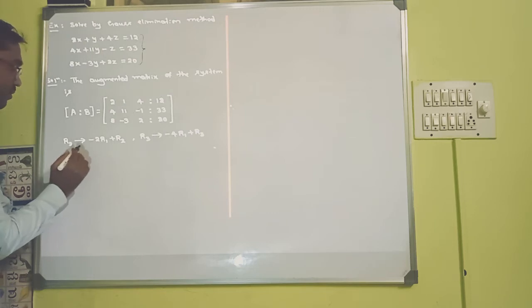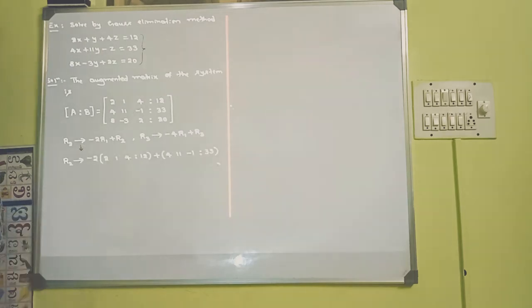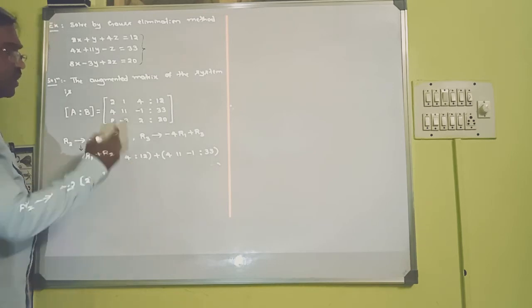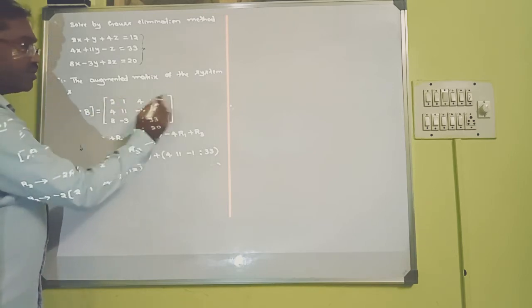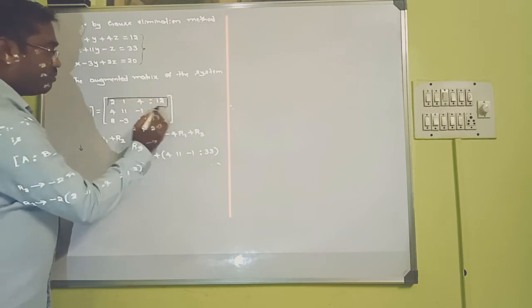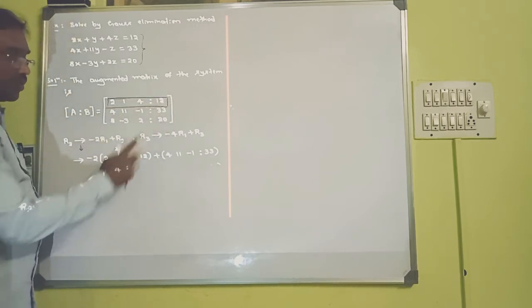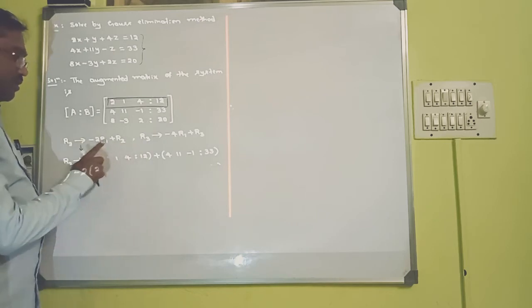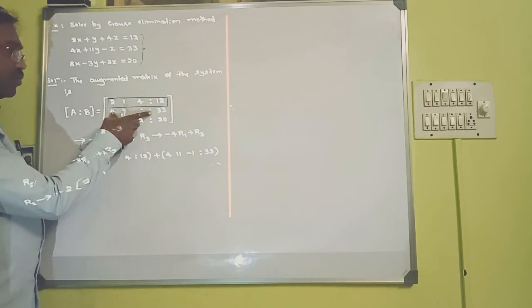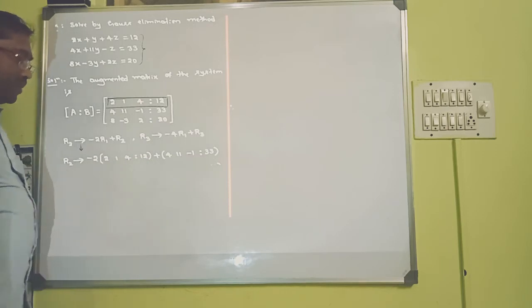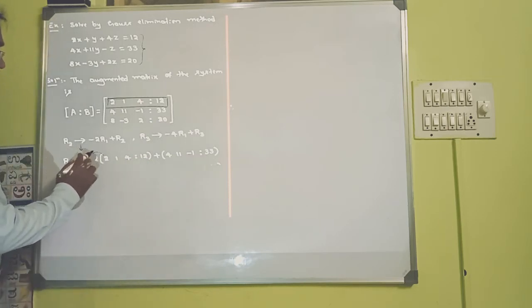Let us simplify this. R2 changes to minus 2 times R1. R1 is this. We have taken full R1, along with this 12 also we need to take. Then plus R2. R2 full you take. Now let us multiply minus 2 inside everywhere.